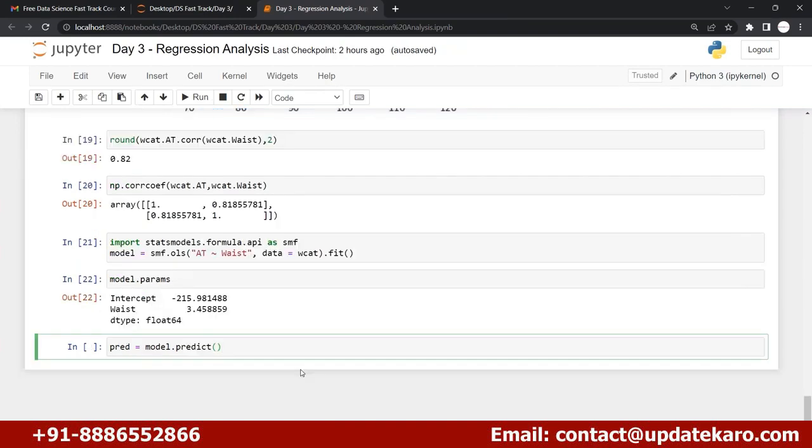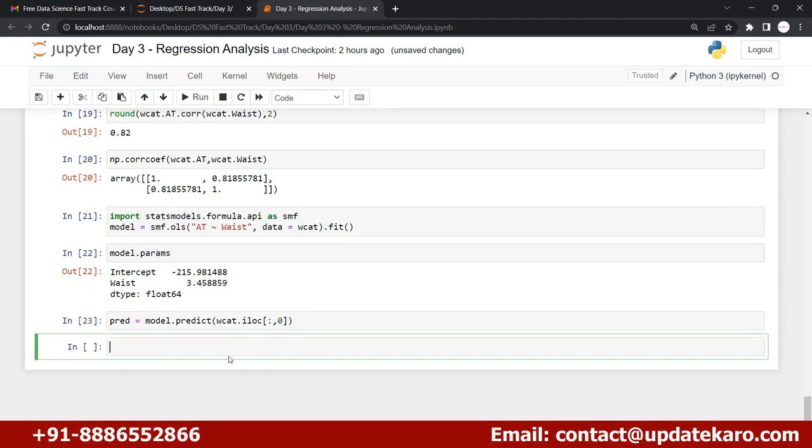Okay, guys, let us go ahead and make the prediction by using the predict function. And I'm going to use the iloc method now. Why am I using multiple methods over here? Just to show you how you can use these methods and where you can use them. So let me make the prediction. Now we got the prediction.